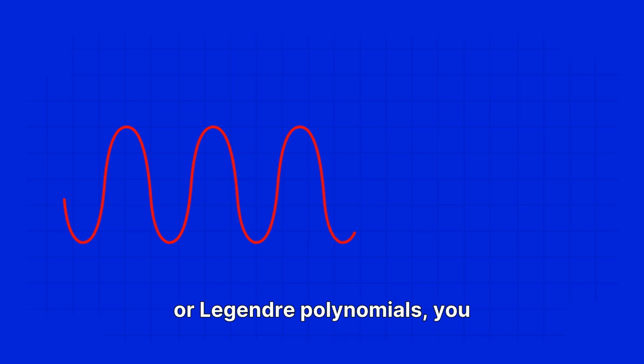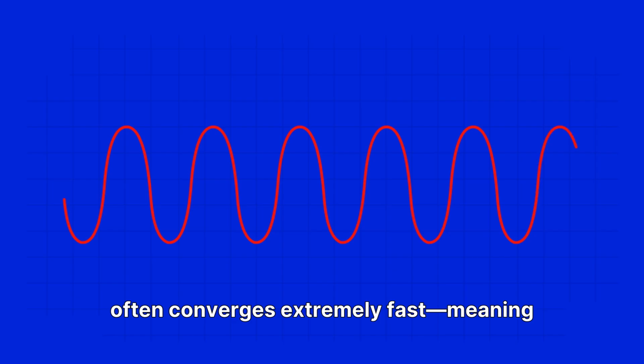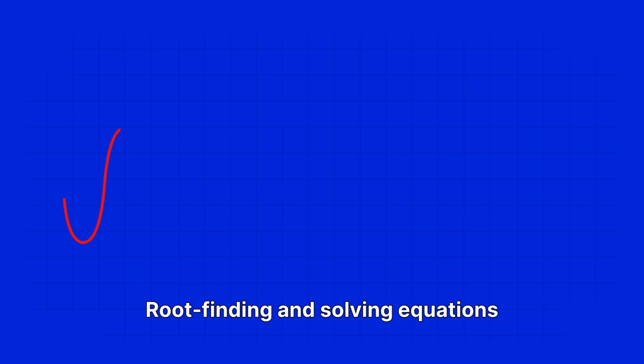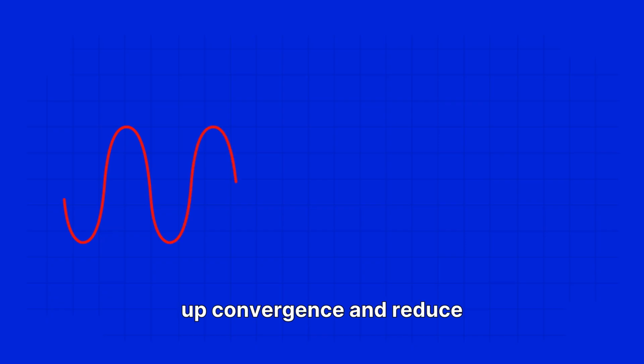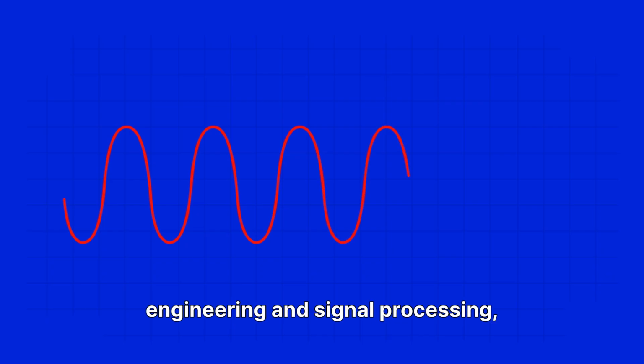2. Chebyshev series. Just like you can represent a function using sine waves or Legendre polynomials, you can represent it using Chebyshev polynomials. This is called a Chebyshev series, and it often converges extremely fast, meaning you need fewer terms to reach high accuracy. 3. Root finding and solving equations. Many numerical methods use Chebyshev polynomials to speed up convergence and reduce errors. 4. Chebyshev filters in electrical engineering and signal processing.